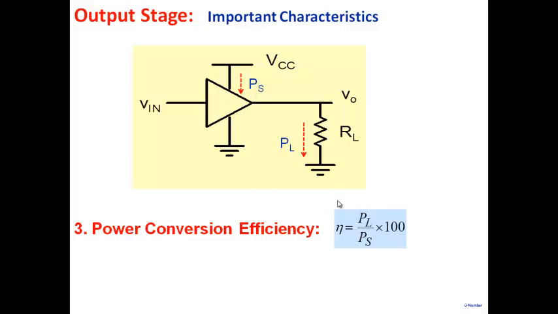So you can define efficiency as PL, the load power, the power that you are interested in, divided by the input power. Remember, when we say input power, it's not the power from the signal input. It's the supply power taken from the supply voltages. So efficiency is PL by PS into 100. When I'm building my output stage, I'm interested in building a stage which will give me large efficiency. Ideally, of course, I would like efficiency to be 100%.